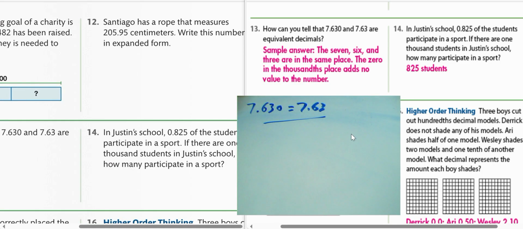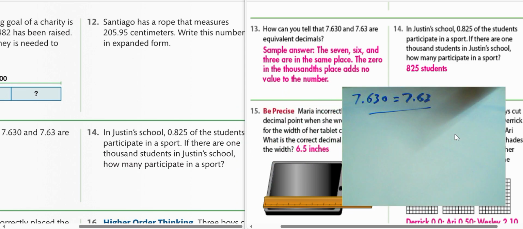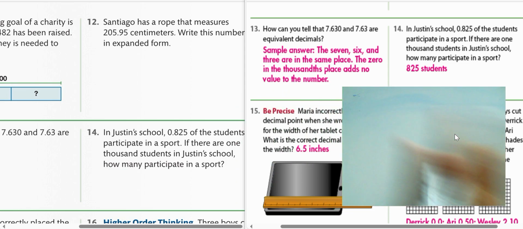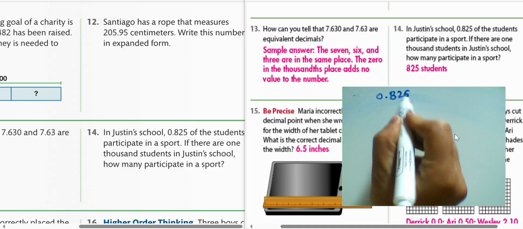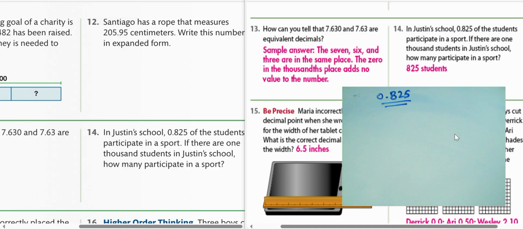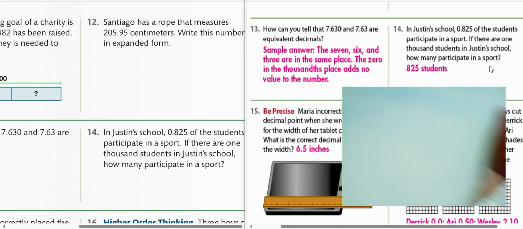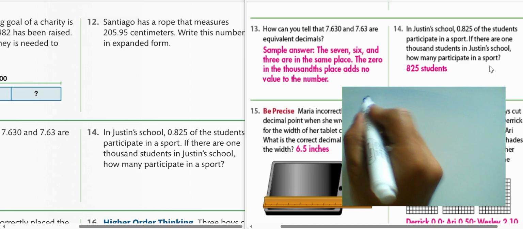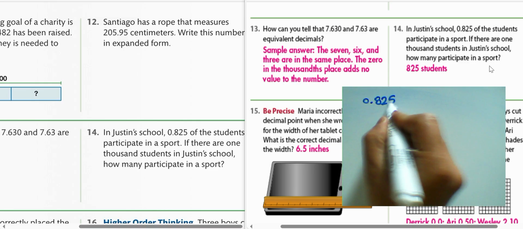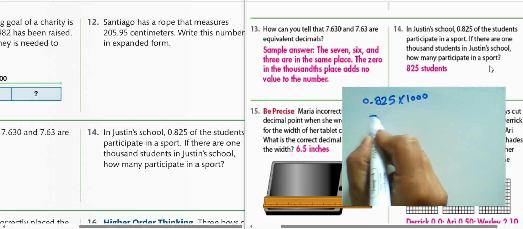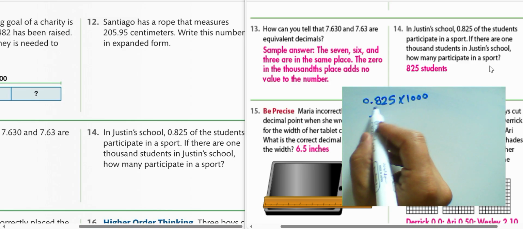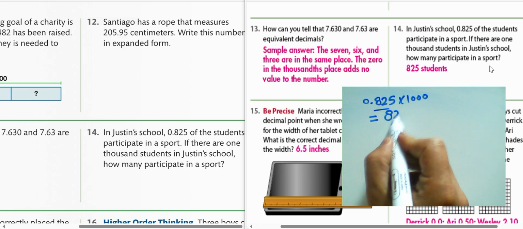Okay. Next question. In Justin's school, 0.825 of the students practice a sport. There are 1,000 students in Justin's school. How many practice a sport? We can write this number multiplied by 1,000. We write 0.825 times 1,000. If we multiply by 1,000, we must move the decimal point to the right by 3 places. The result will be 825.